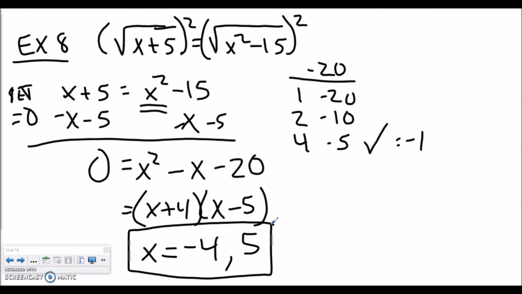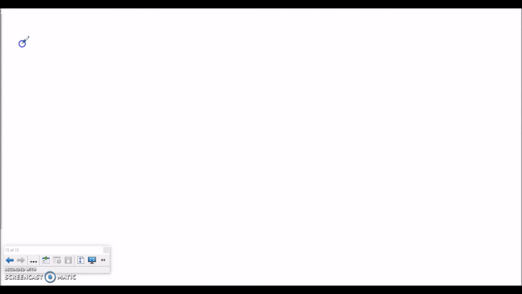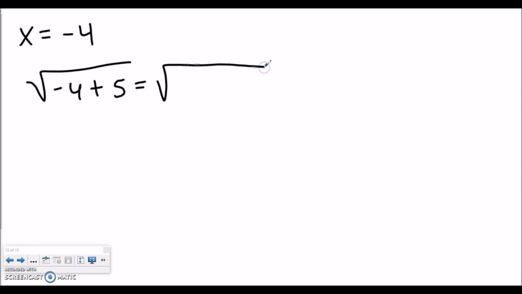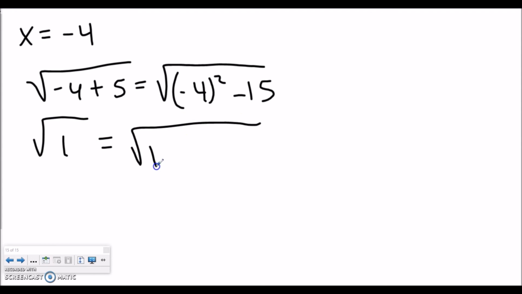And we have to check. I'll go to another screen so we have enough space. So let's check our answers. We had x equals negative 4. Let me plug that in. So does the square root of negative 4 plus 5 equal the square root of negative 4 squared minus 15? That's asking, is the square root of 1 equal to the square root of 16 minus 15? Well, the square root of 1 equals the square root of 1. That seems to work. So check mark.